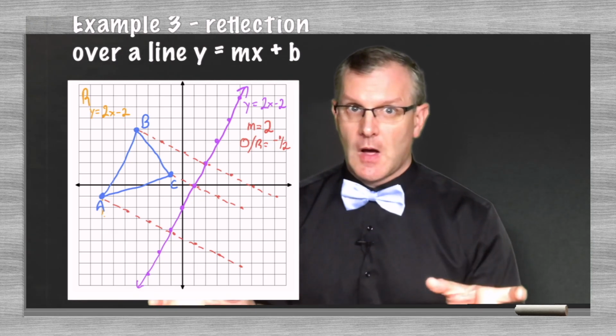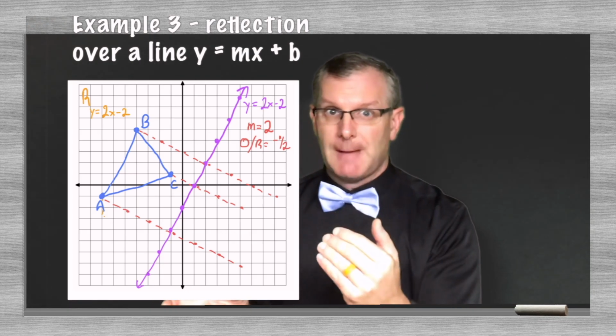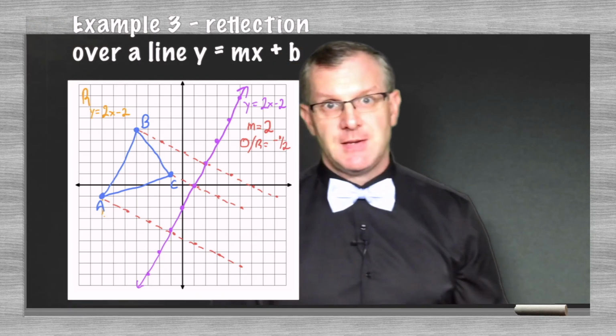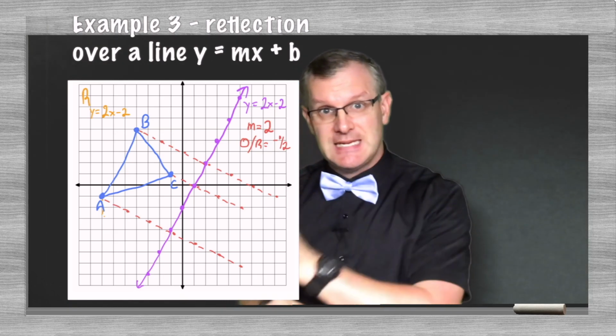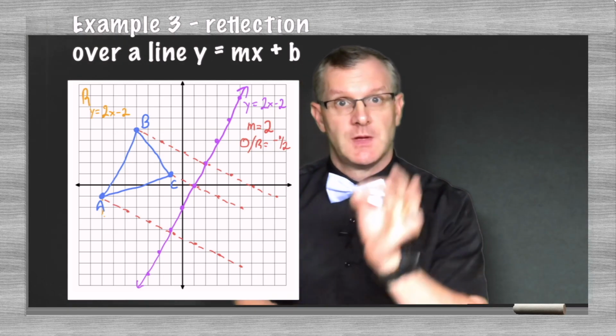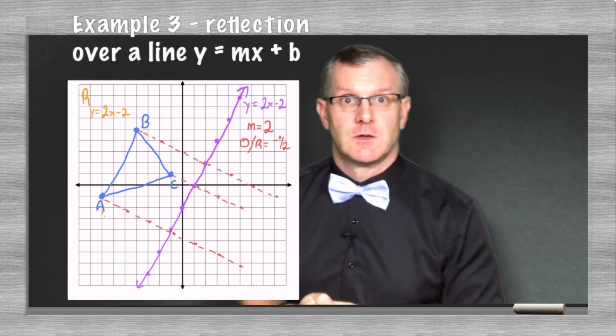Now, we said that it moves opposite and perpendicular. I'm sorry, I said opposite. I meant equidistant. It moves equidistant. They're the same distance. Equidistant and perpendicular. So I'm going to figure out what is my distance from C to my line of reflection.